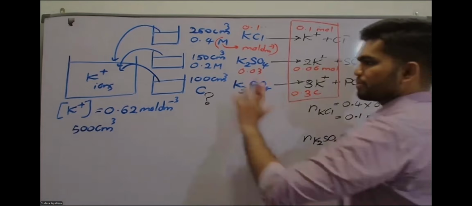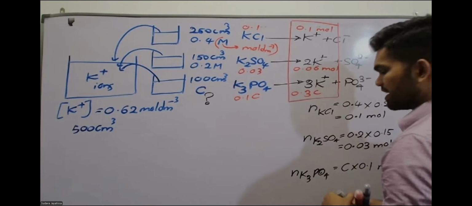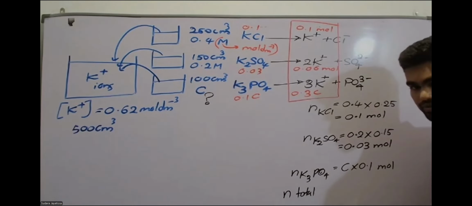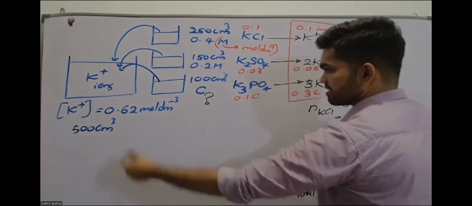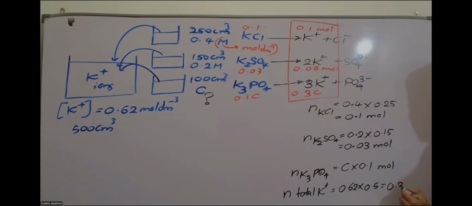Okay, and that K plus moles are here. From that we can find out moles of total K plus. Total K plus, you can use that 0.62, that is the concentration, and volume is 0.5 dm cube. So 0.31 moles are there.